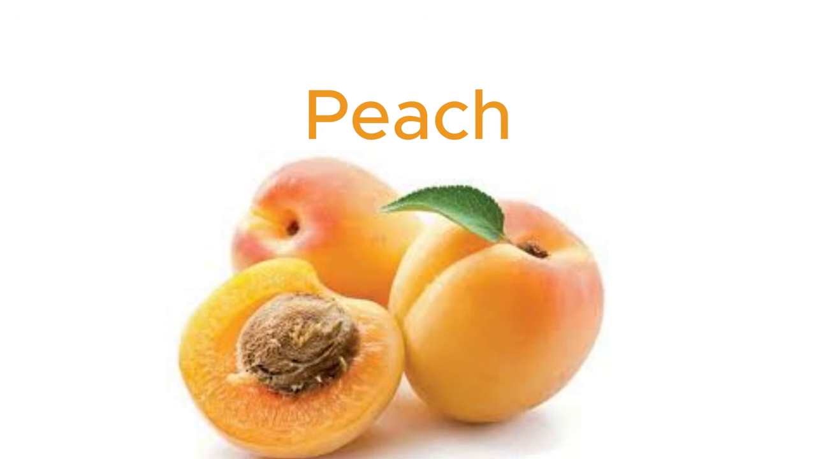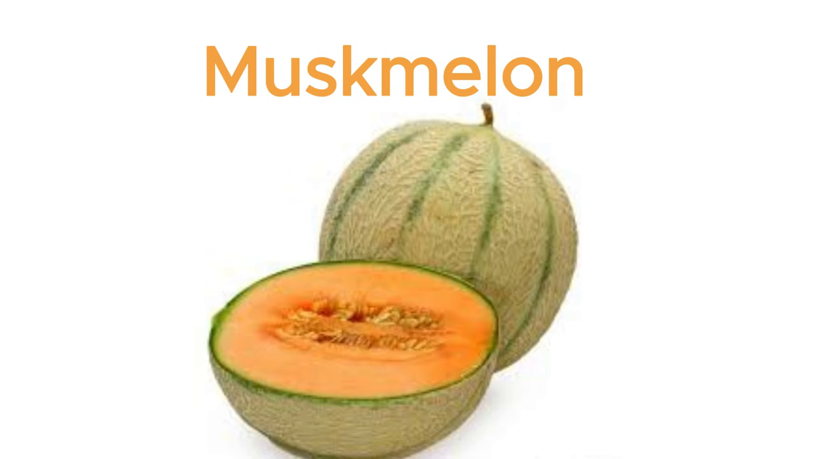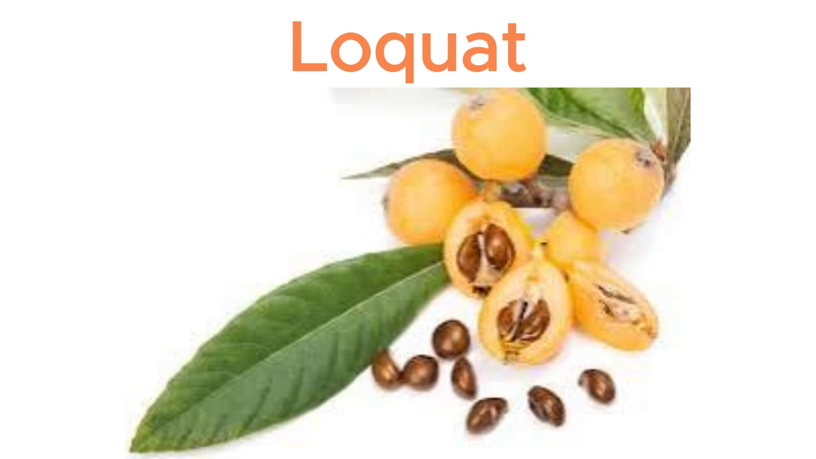This is called peach. Some people confuse peach with apricot, but both of the fruits are different. That one is peach. Okay, this is muskmelon. See, it's a slight bit different from melon, and melon is of yellow color. So that's called muskmelon. Okay, this one is called loquat.